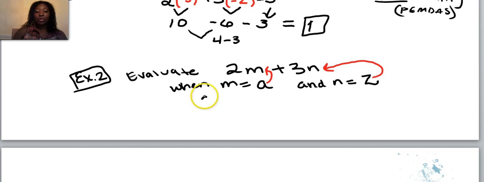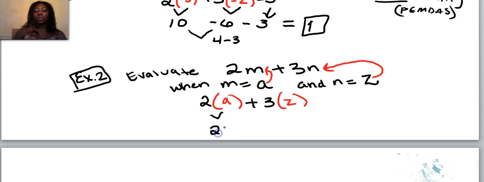So you have 2. Instead of m, you're going to plug in a, plus 3. Instead of n, you are going to plug in z. Okay, and then you evaluate. 2 times a is just 2a. 3 times z is 3z.